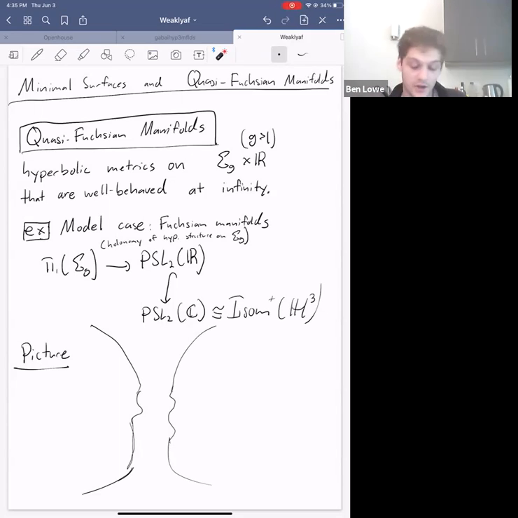And what we really need here is that we have these ends that are flaring out. So we know that if a surface goes too deep in the ends, it will have large area. So we know that minimizing sequences will have to stay away from the ends.